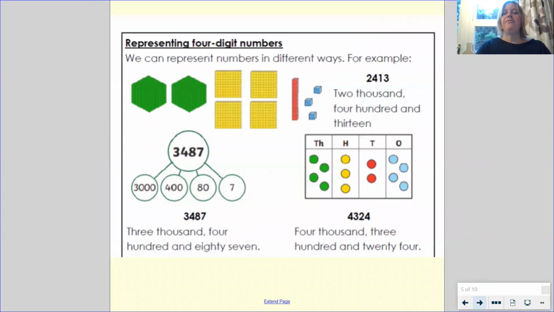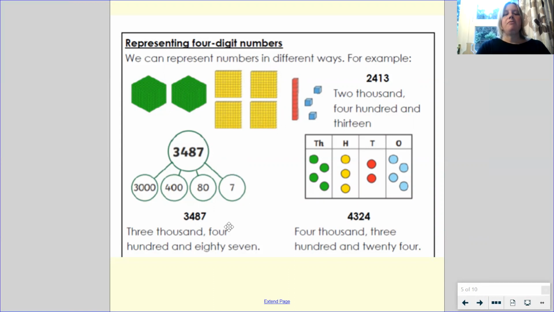We can represent four-digit numbers in different ways. For example, we can represent 2,413 using base 10. We can use 2 thousands. We can use 4 hundreds. We can use 1 ten and 3 ones.